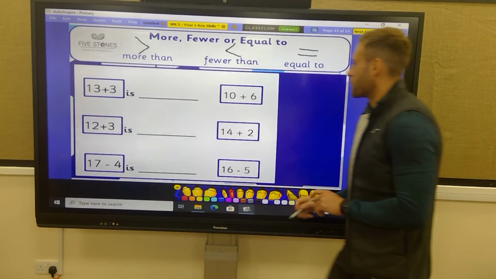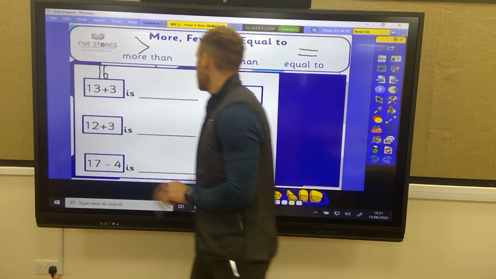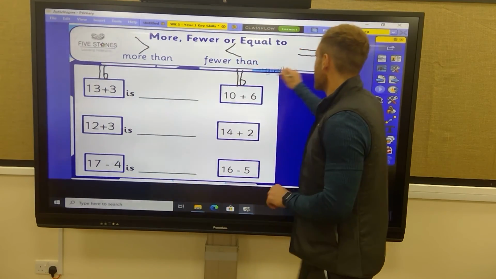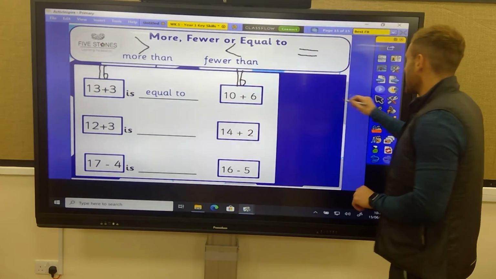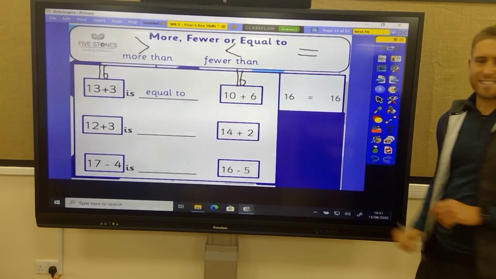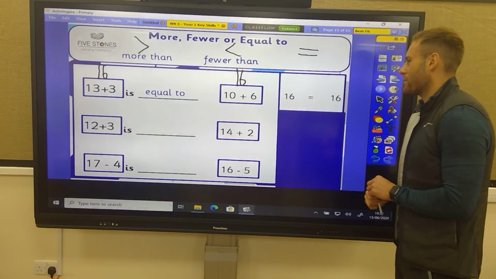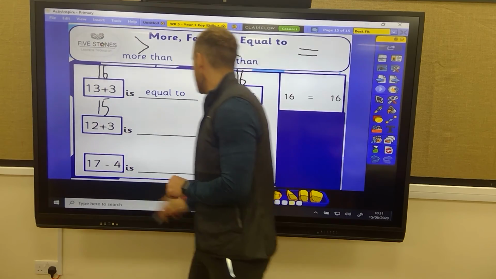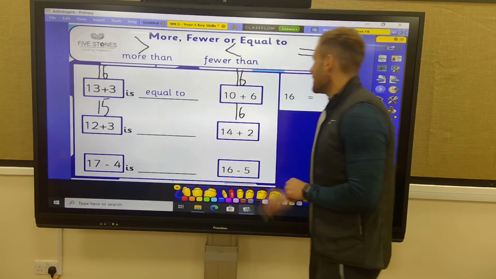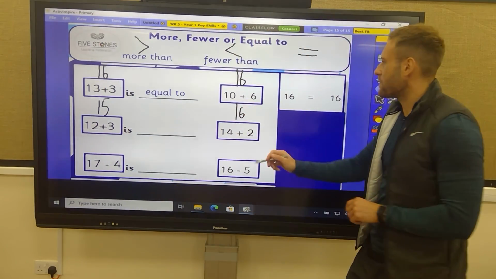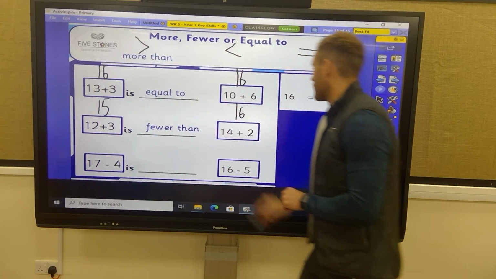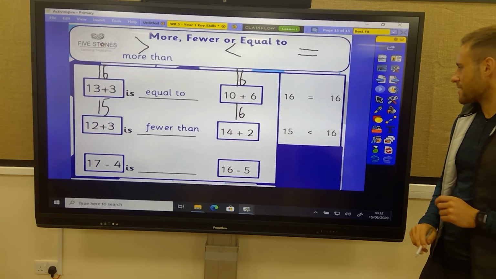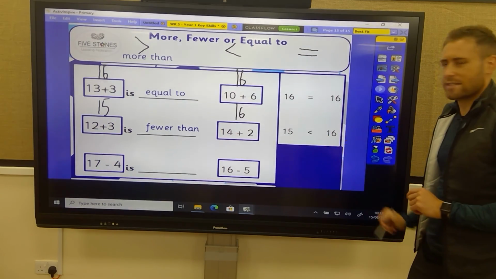And let's check what we've got. We've got 16 is, yes, you're right, it is equal to. Fantastic. And did we get the symbol? 16 is equal to 16. Great work if you managed to get that. We then have, yes, 15. And we've also got 16, so that means, yes, 15 is fewer than 16. And hopefully you managed to get that symbol there. 15 is fewer than 16.